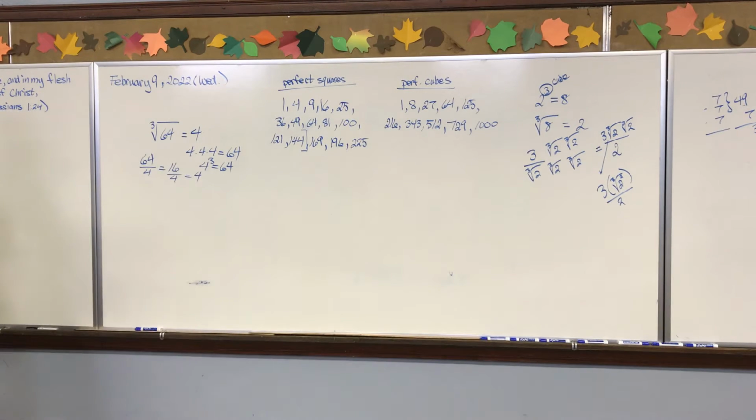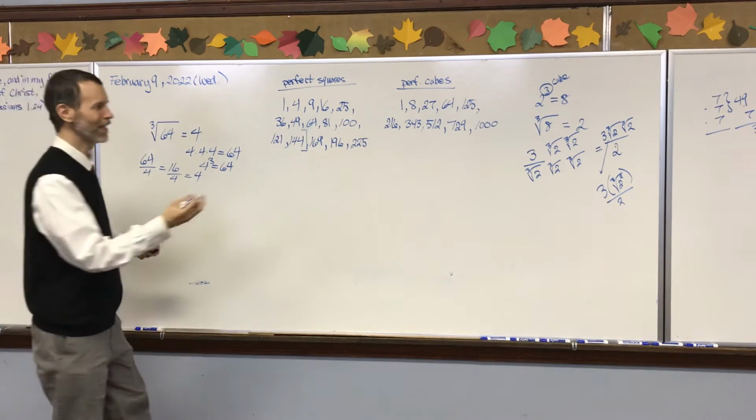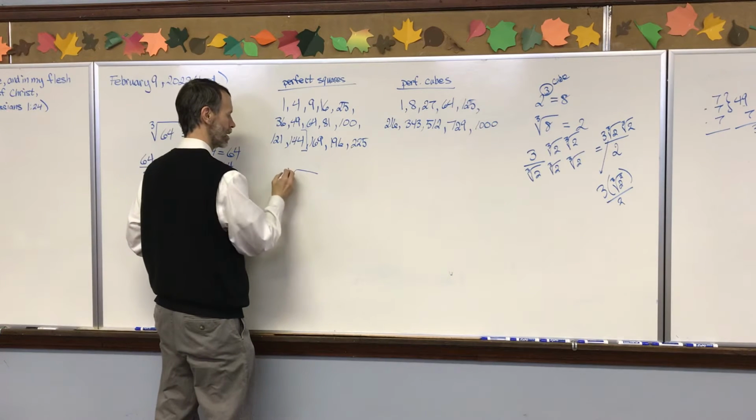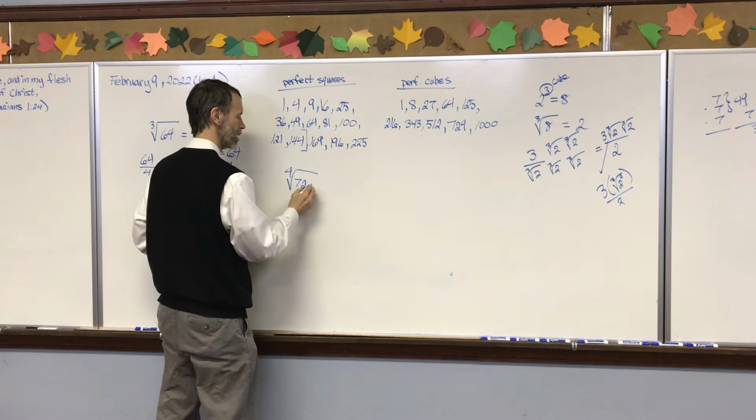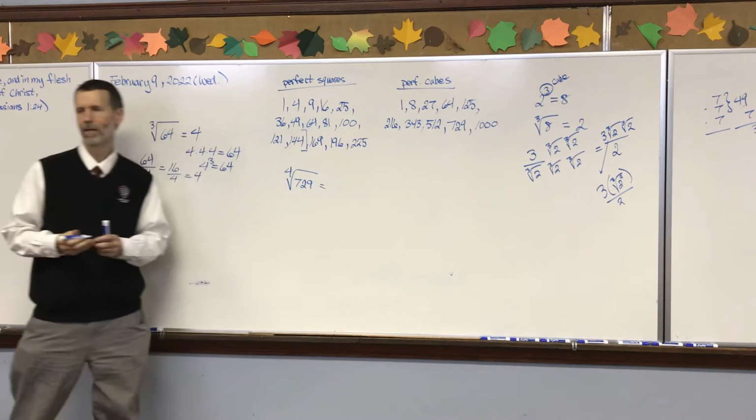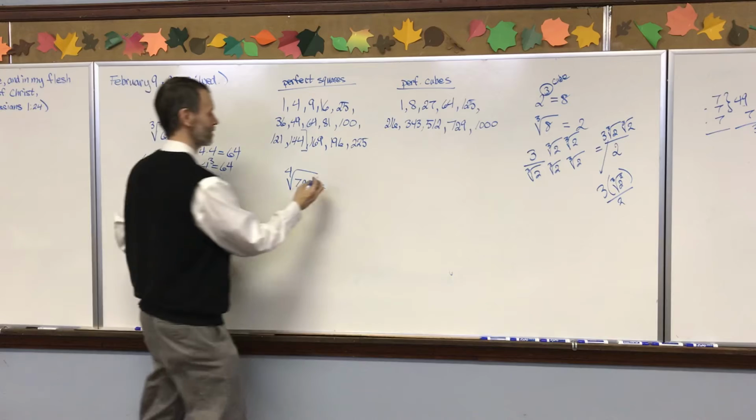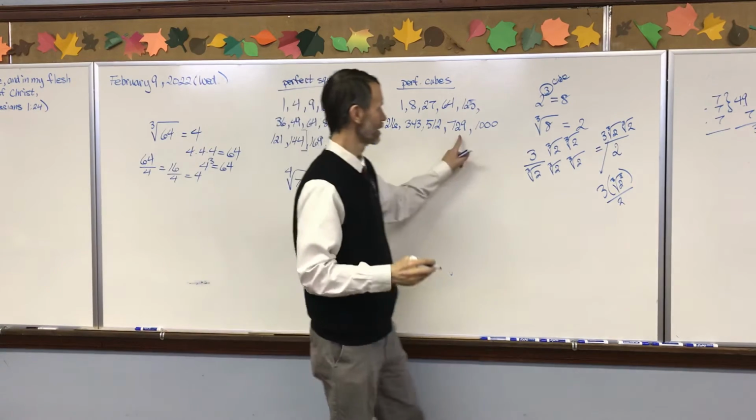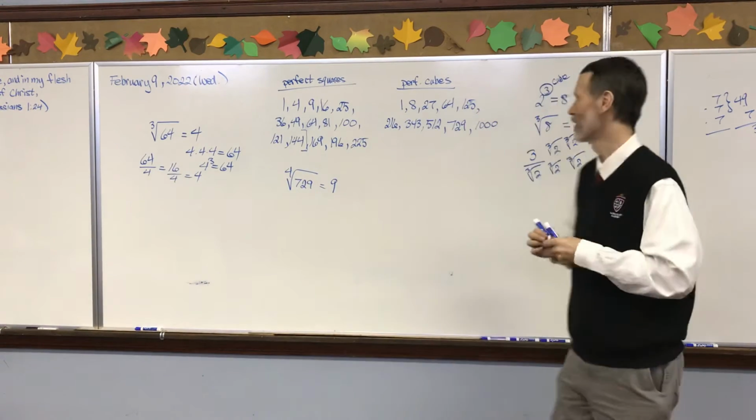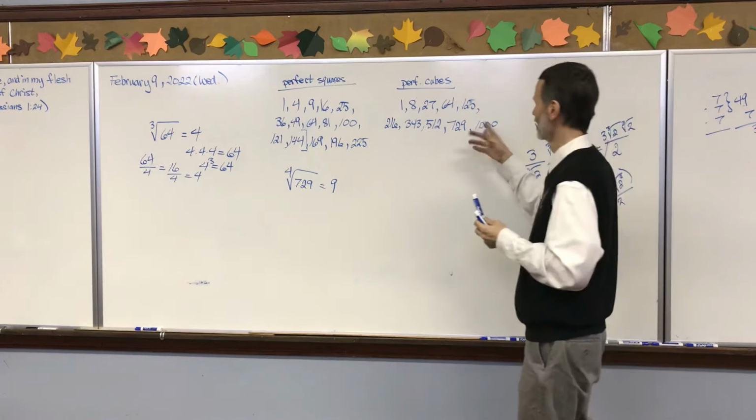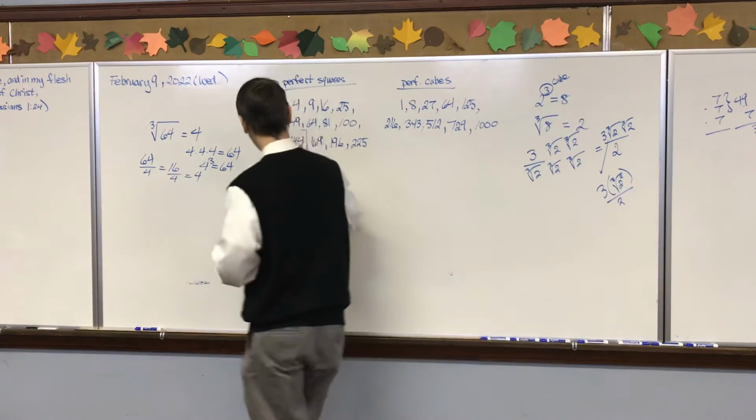Everybody clear on those? So what if somebody gave you this? 4th root of 729. 9. Oh, you count them. Because that's the 9th one of these perfect. 6, 7, 8, 9.